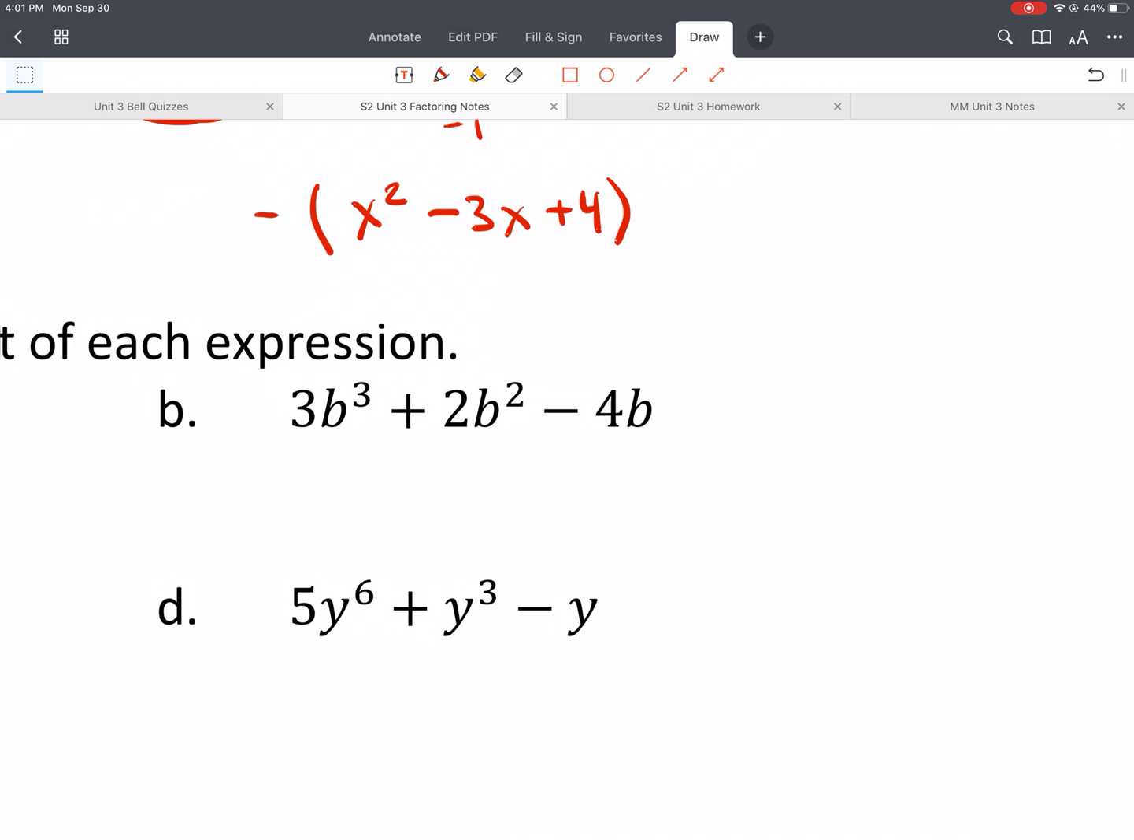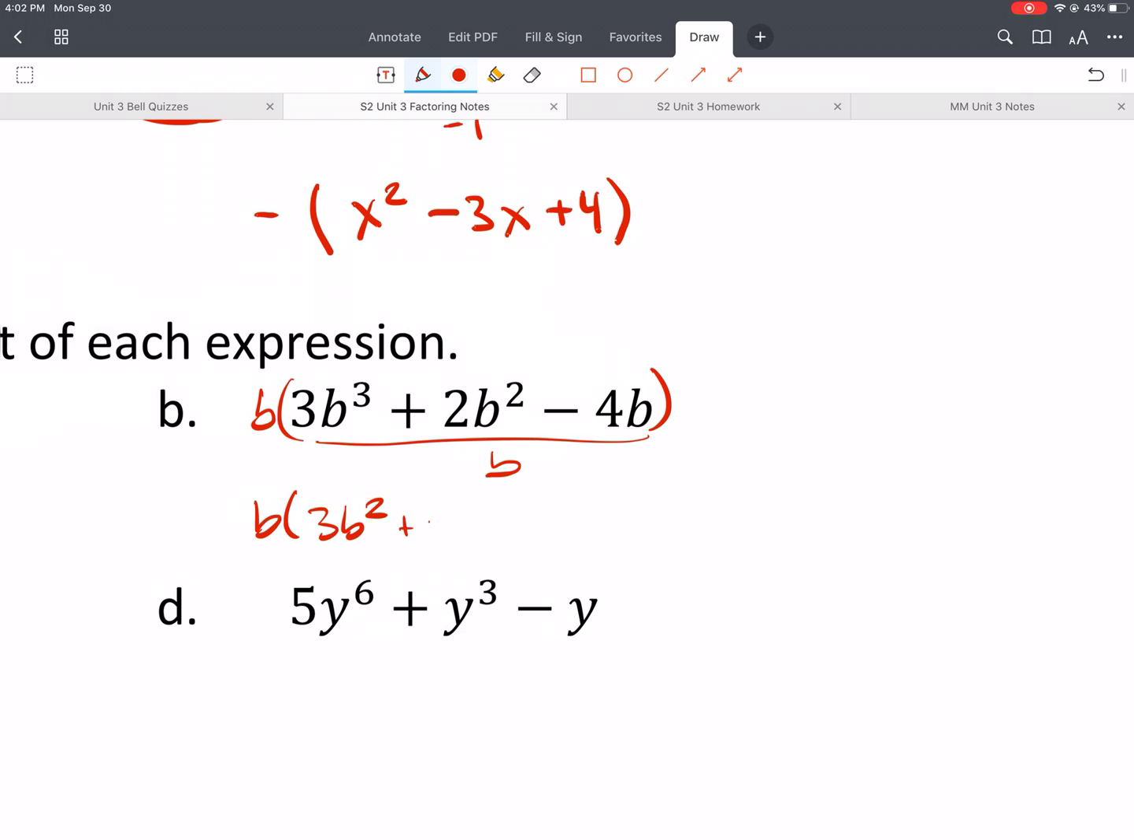So example B. How many b's can we take out? There are 3 b's here, 2 b's here, and only 1 b here. So we can only take out 1 b. We'll take out a b, divide by b, and end up having b times 3b squared plus 2b minus 4. Basically we have 3 b's and we take away a b, that leaves us with 2 b's. Here we have 2 b's, we take away 1 b, we only have 1 b left. And if we only have 1 b and we take away a b, we have no b's left.